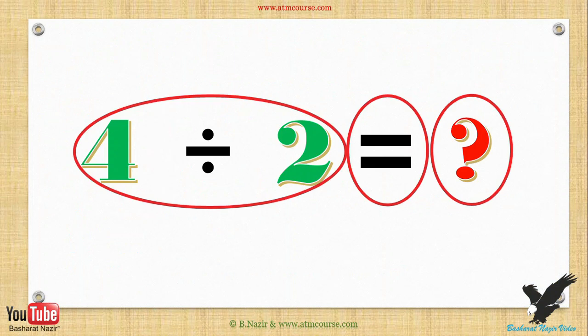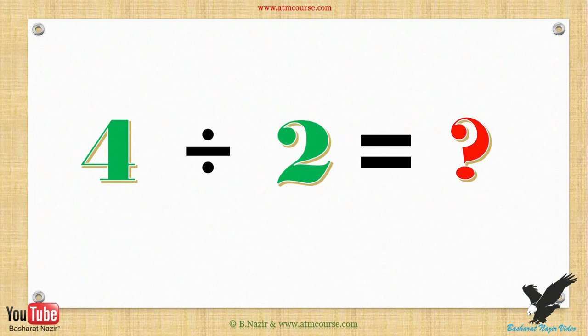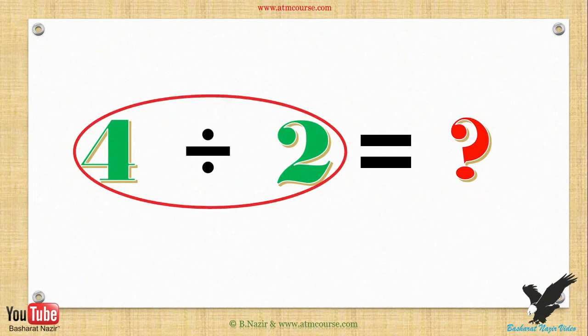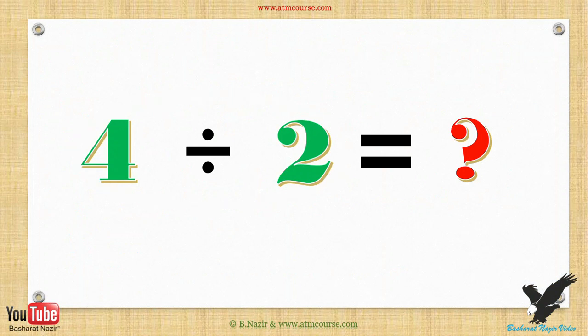An equation is divided into three major parts as shown. A left side, which can have numbers, signs, and letters. In this equation we just have numbers and a sign. A right side, which can also have numbers, signs, and letters. In this equation we just have a question mark.